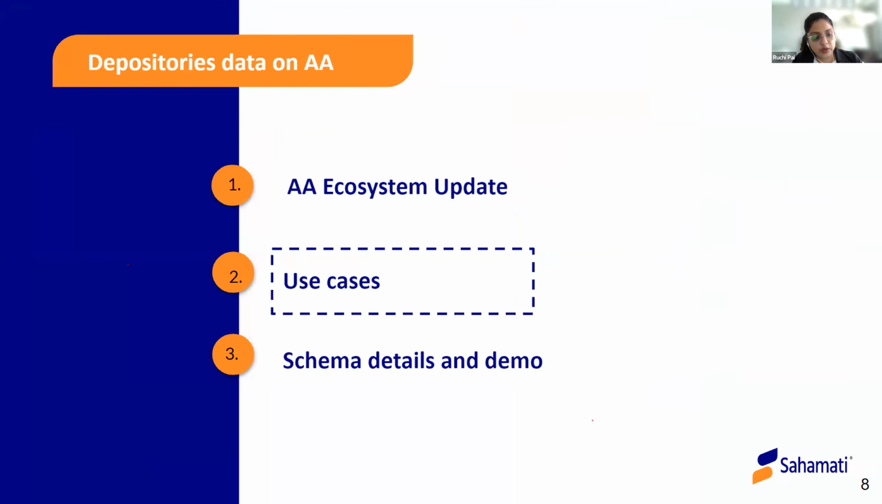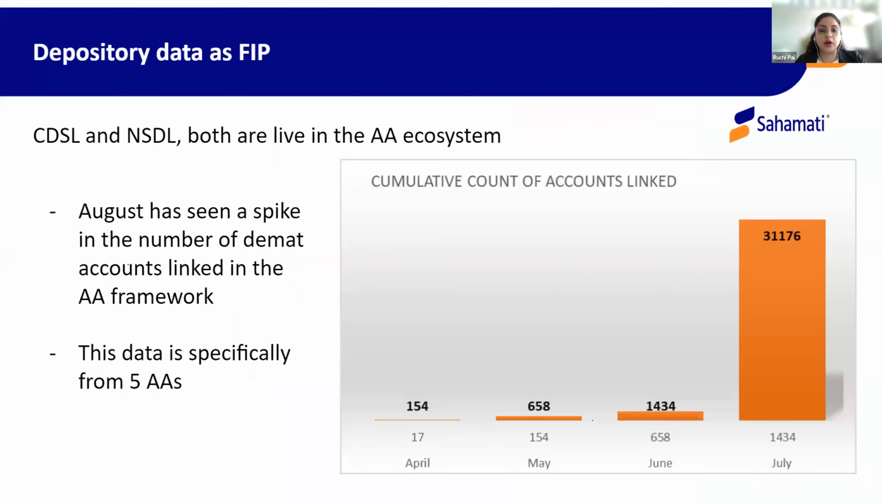Now, we move on to some of the use cases that we think businesses can think of using depository data as part of the framework. Today, as we speak, like we said, both the depositories are live on the account aggregator ecosystem. We've seen a spike in the number of DMAT accounts linked in the months of July and August. As many as 31,000 DMAT accounts have got linked, including CDSL and NSDL, across the account aggregators. This data includes accounts linked with 5 account aggregators, and we are very sure that as the months go by, as the awareness increases and as the number of people onboarded grows, this number is only going to grow.